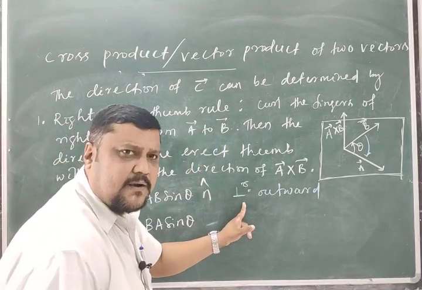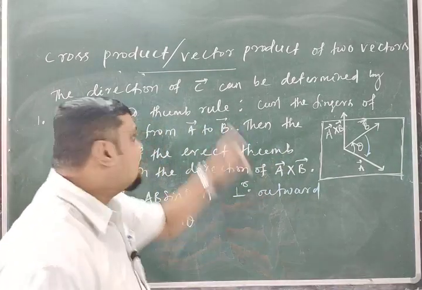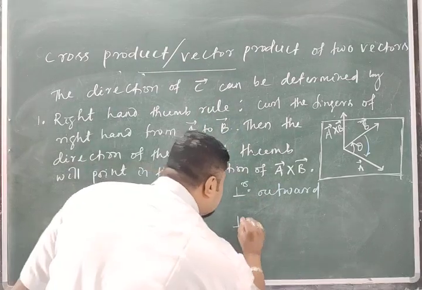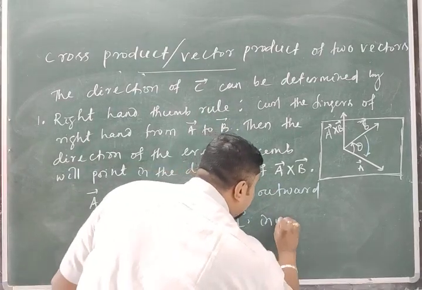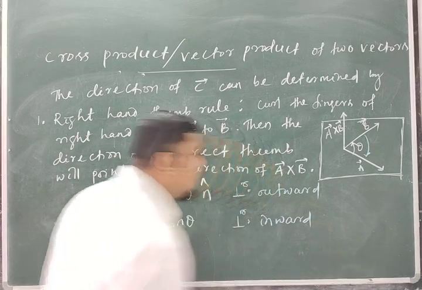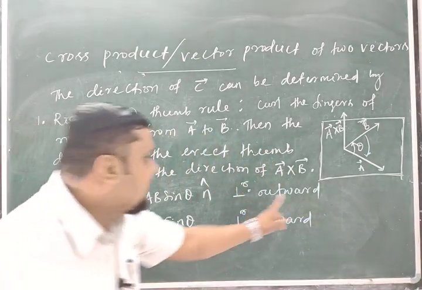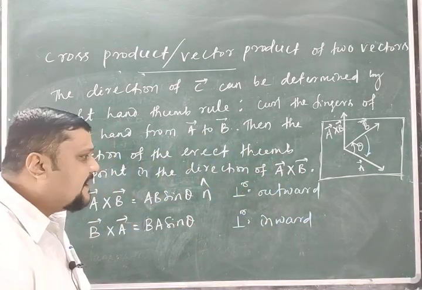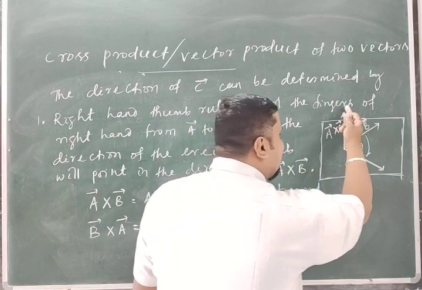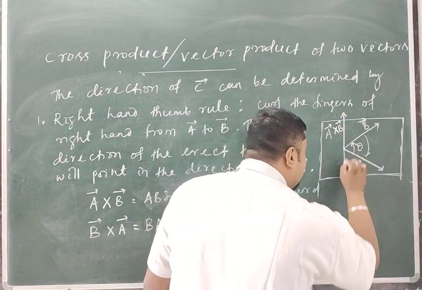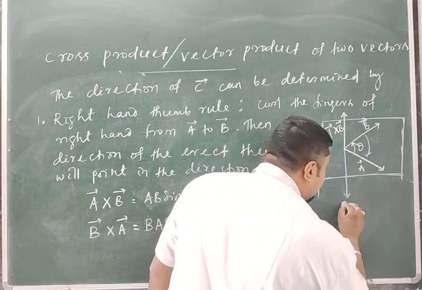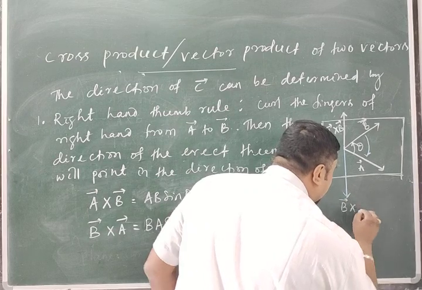It is always perpendicular to the plane, but outward or inward can be decided by this rule. This one is perpendicular inward, and we can show perpendicular outward for the other. So n cap along this direction means B cross A, I will show it like this. So this will give you B cross A.